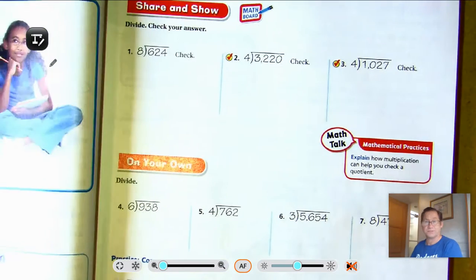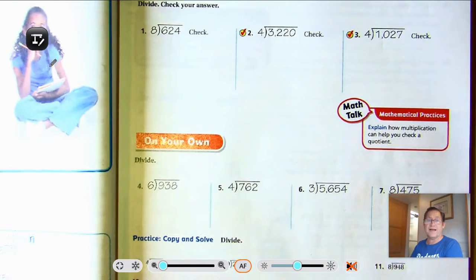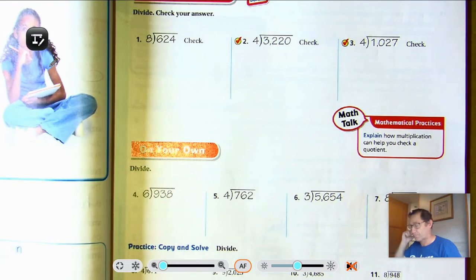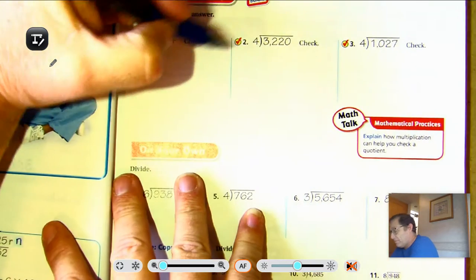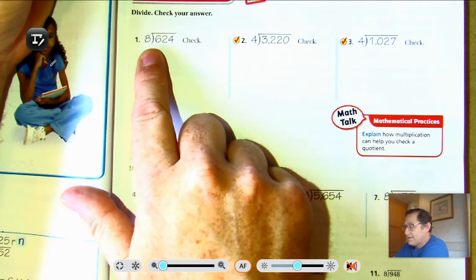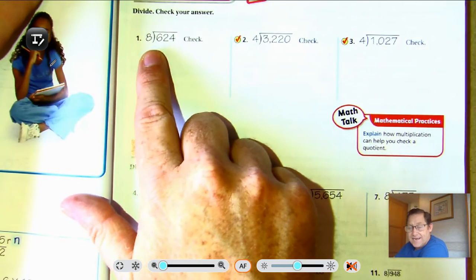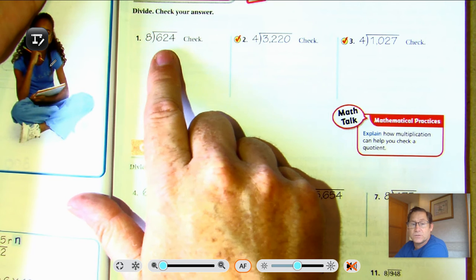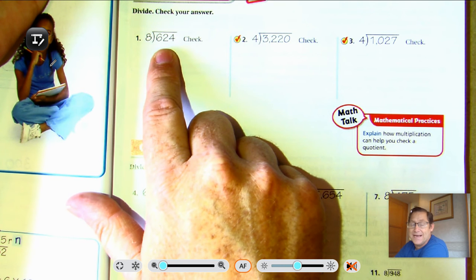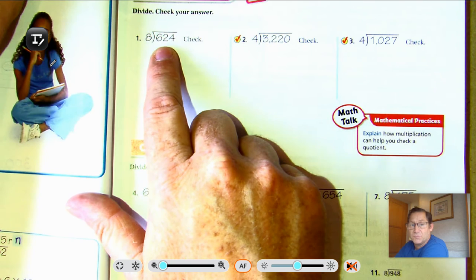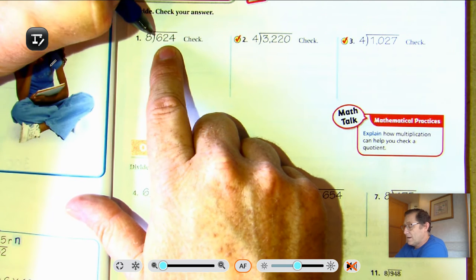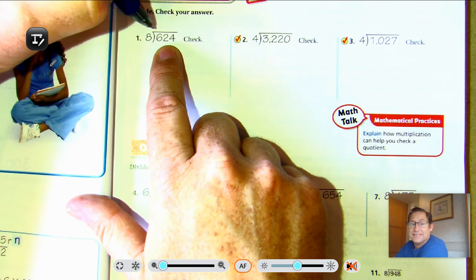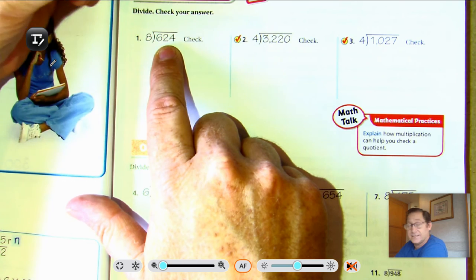All right, let's try some on the Sharon show. Divide, check your answer. All right, so I'm going to first estimate, and I'm going to say which multiple of 8 is close to 62 tens. Because I can't share 600s into 8 groups. So I know my answer has to start in the tens place. So I know that 8 times 8 is 64. That's pretty close to 62.